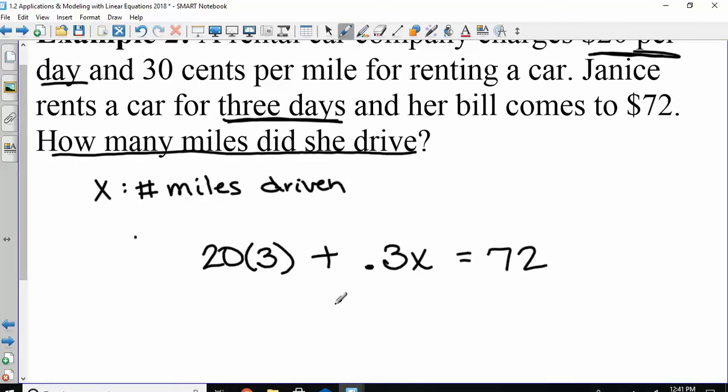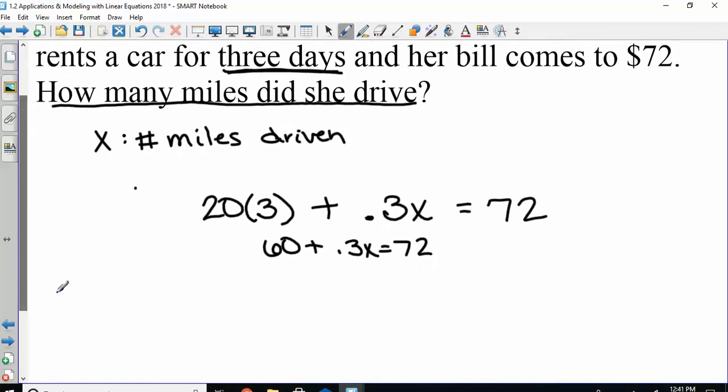So now we solve. So we have 60 plus 0.3x equals 72. If anyone needs a calculator, you can come grab one there.